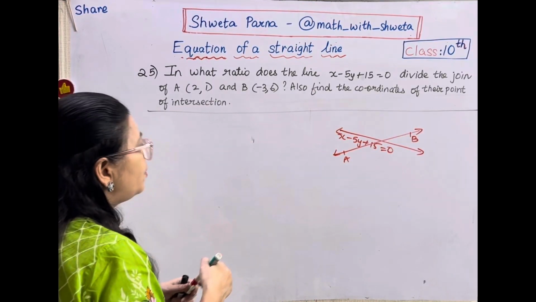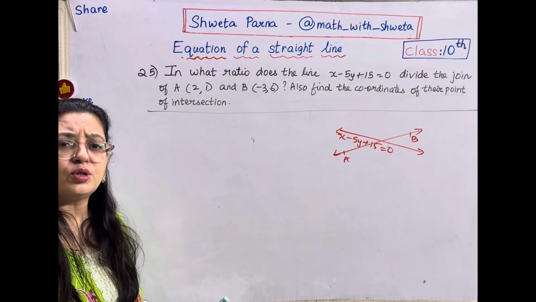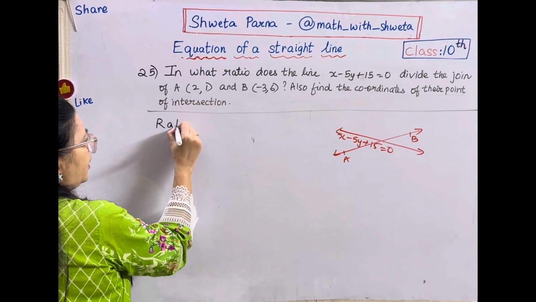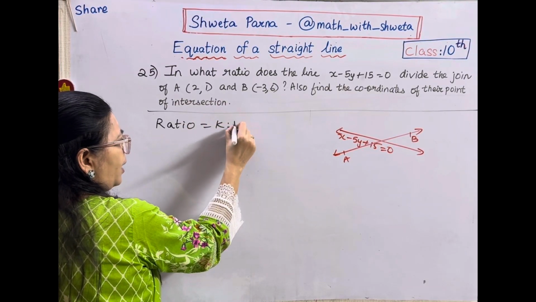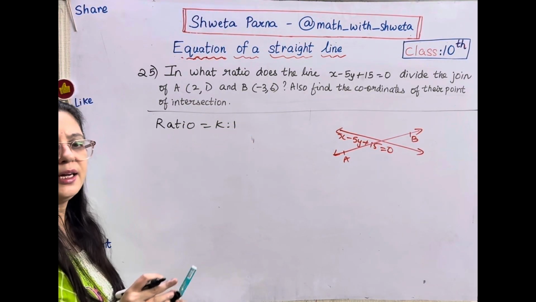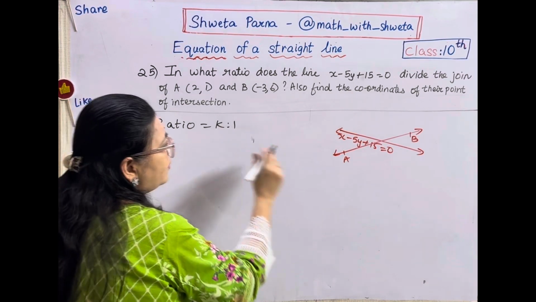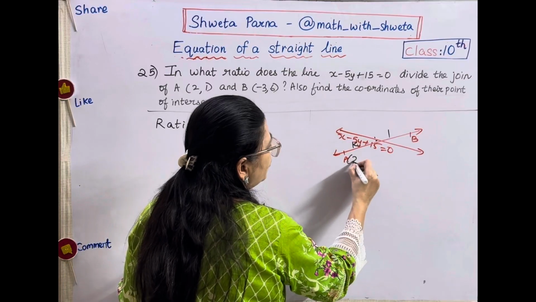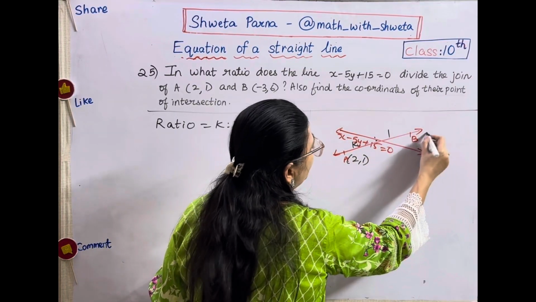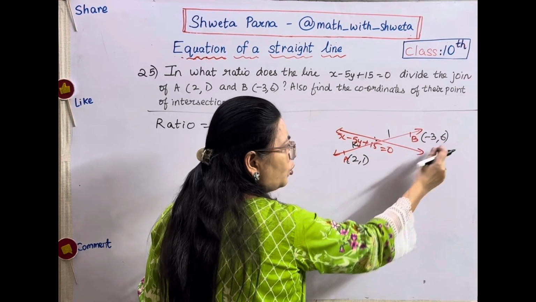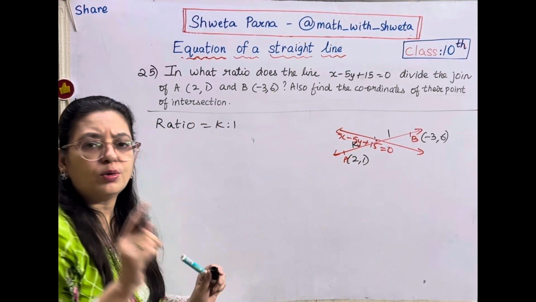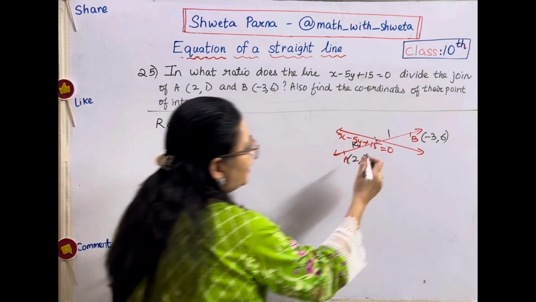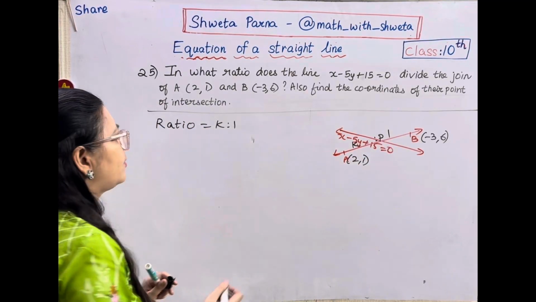So we will assume, let the ratio be m is to n. Easier way to do is let the ratio be k is to 1. You can take m is to n also, or you can take k is to 1. Okay. Now this is the ratio k is to 1. A coordinate is given to you which is 2 1 and B coordinate is given to you which is minus 3 6. So 2 points are given to you and the ratio is given to you. So which formula will you use? You will use section formula.